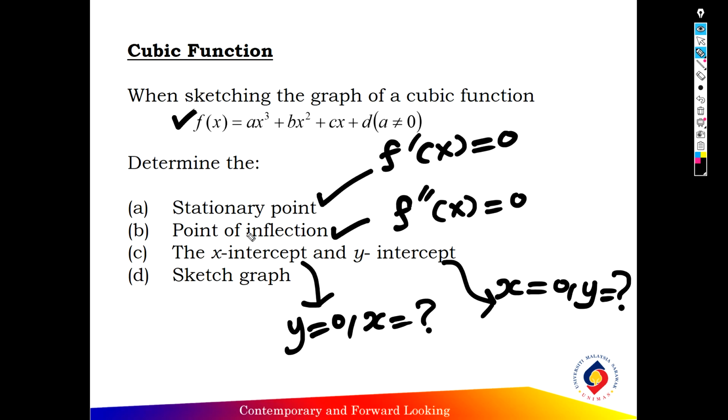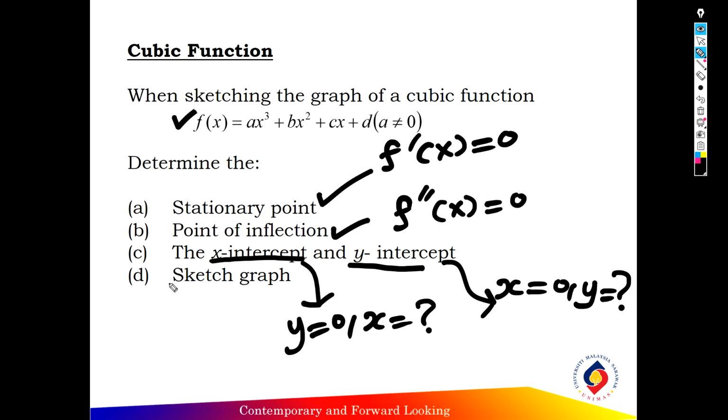And b, you find the inflection point. For the inflection point, you find the second derivative, let the second derivative equal 0, and find the inflection point. And c, the x-intercept and the y-intercept of the cubic function. For the x-intercept, y equals 0 and you find the value of x. For the y-intercept, x equals 0 and you find the value of y. And last, you sketch the graph of the cubic function.